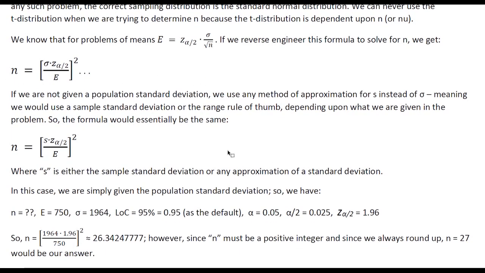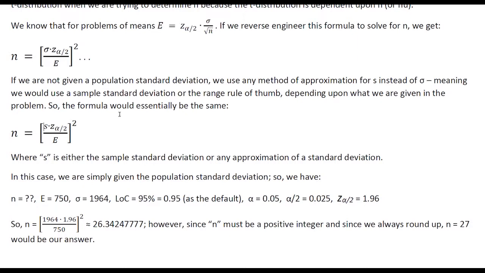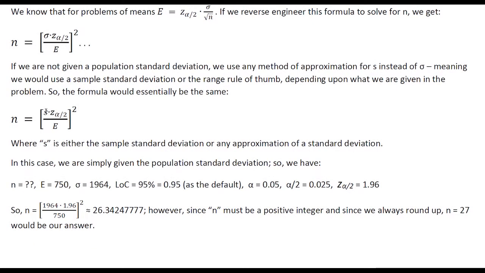If we happen to be given a sample standard deviation, it's pretty much the exact same thing. We just substitute this S here for where we had a sigma. Again, we have to use the standard normal for minimum sample size no matter what. And if we're not given a standard deviation at all, then we would have to use another way to approximate a standard deviation, such as the range rule of thumb.